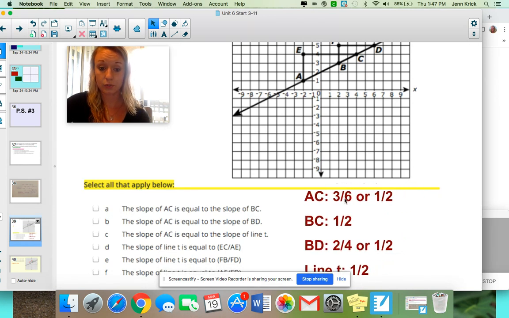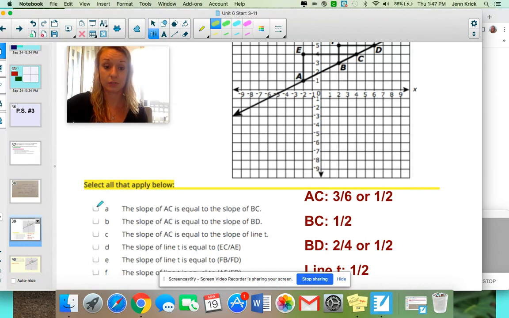It says the slope of AC is equal to BC. Is 1/2 equal to 1/2? Hopefully your answer is yes. So this is correct. The slope of AC is equal to BD. So AC is 1/2, BD is 1/2. Again, that is true.